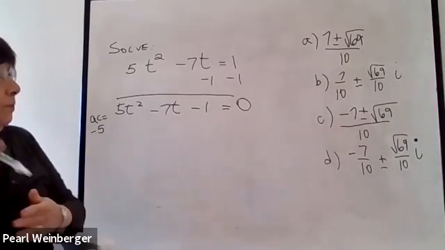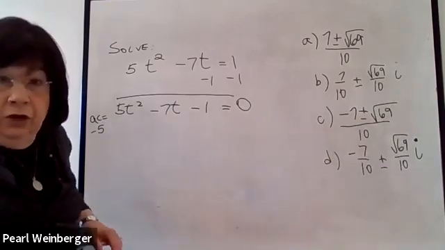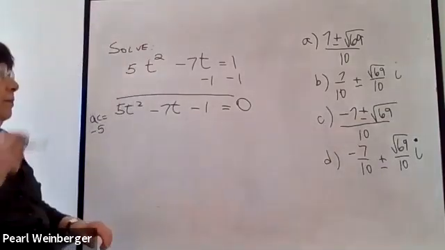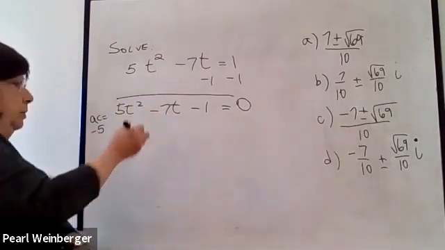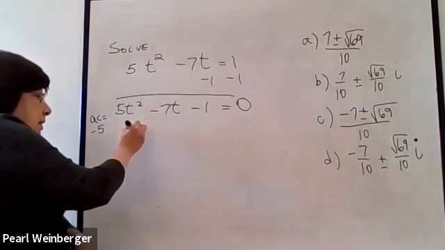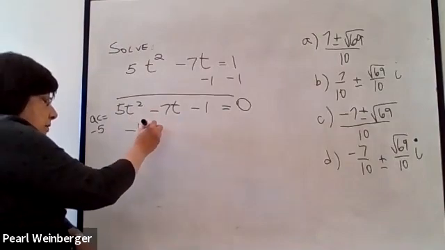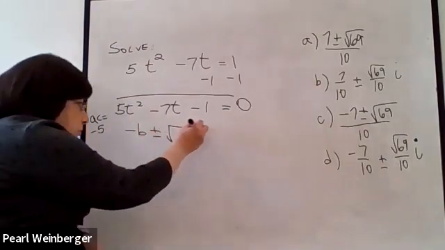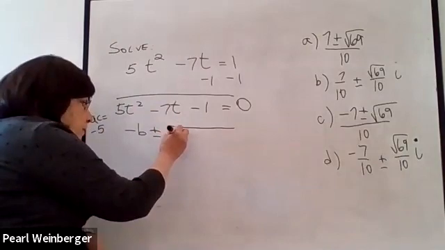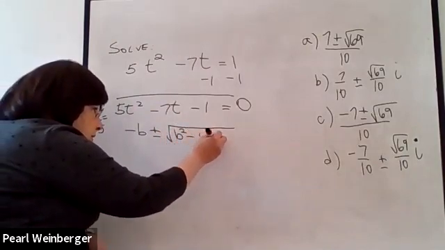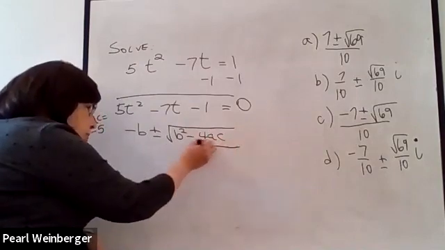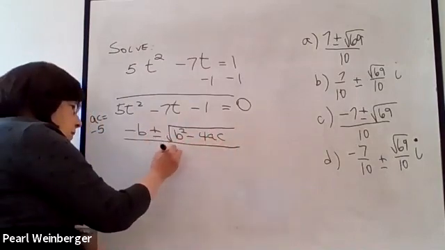Okay, I see some people already have the answer, so I think we should work on it. As I said, I'm going to use the formula, which is negative b plus or minus the square root of b squared minus 4ac, that whole thing over 2a.